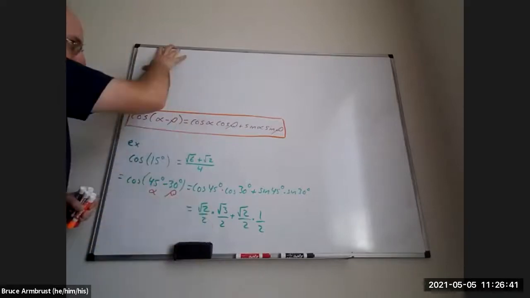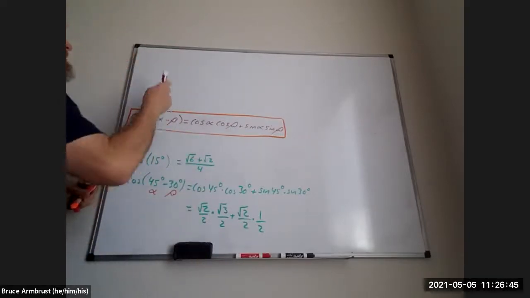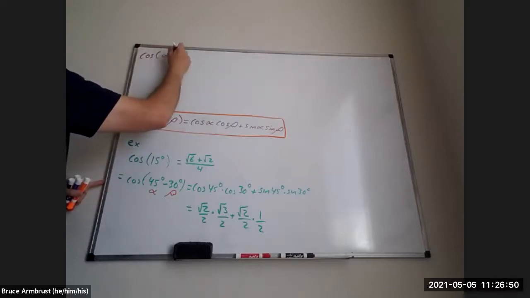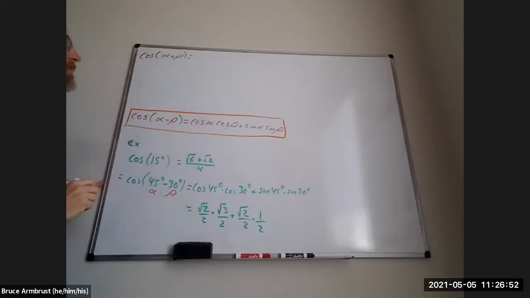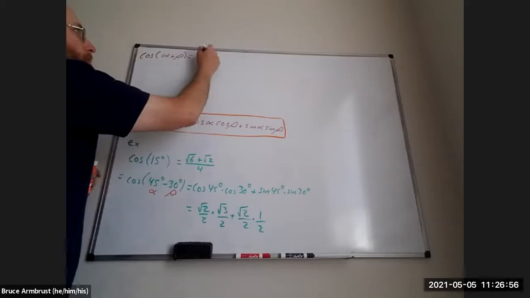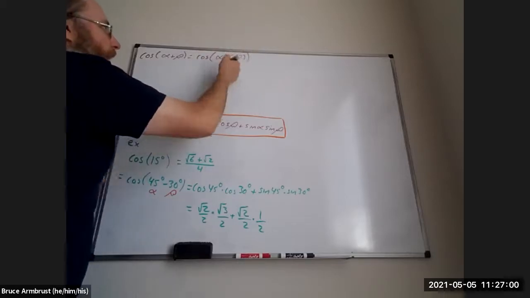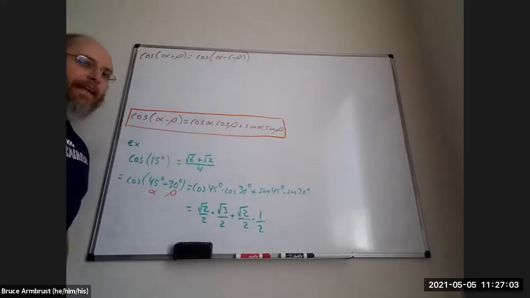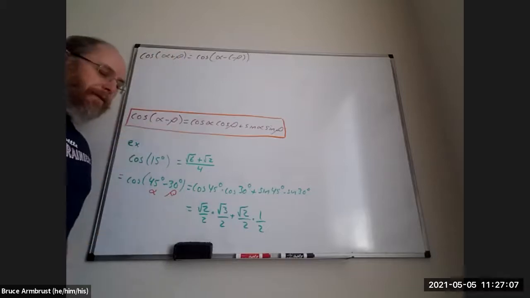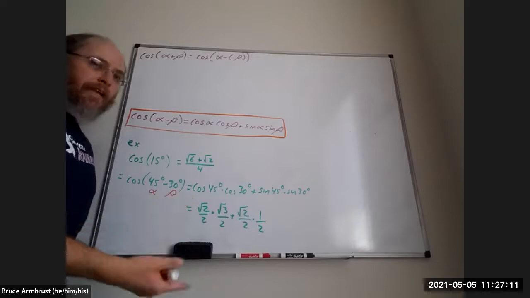I think I've got enough space up here so I don't have to erase this one, but we'll see how this goes. All right, so here's what we're going to do. We're going to get cosine of alpha plus beta. Now, the way that we're going to do this is turn it into a subtraction problem. Because adding is the same thing as subtracting a negative. So cosine of alpha plus beta is actually the same as cosine of alpha minus negative beta.